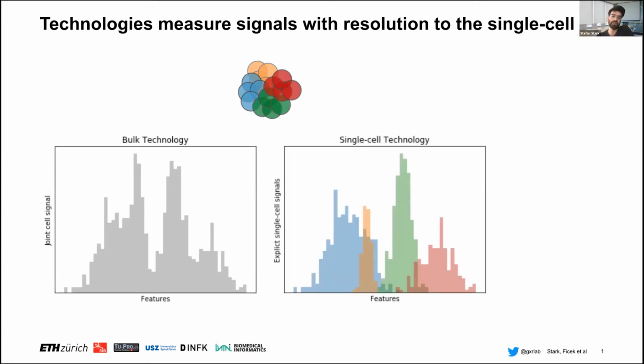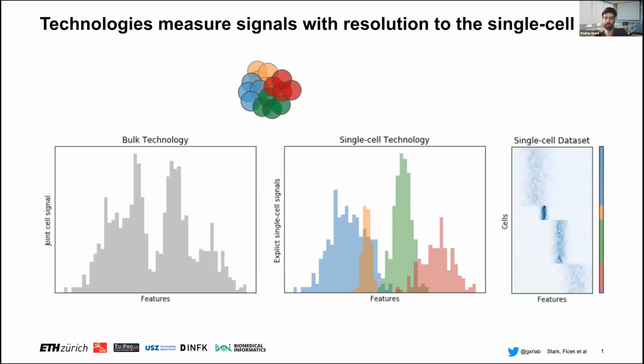But single-cell technologies, which profile cells individually, can explicitly capture these signals. So in this cartoon, the single-cell technology reveals that each cell state is carrying its own signature in feature space. And these signatures are represented using the colored histograms. And the data generated by these technologies can often be represented as a matrix of cells by features. So here, each row in this data set corresponds to a single cell in the original sample.